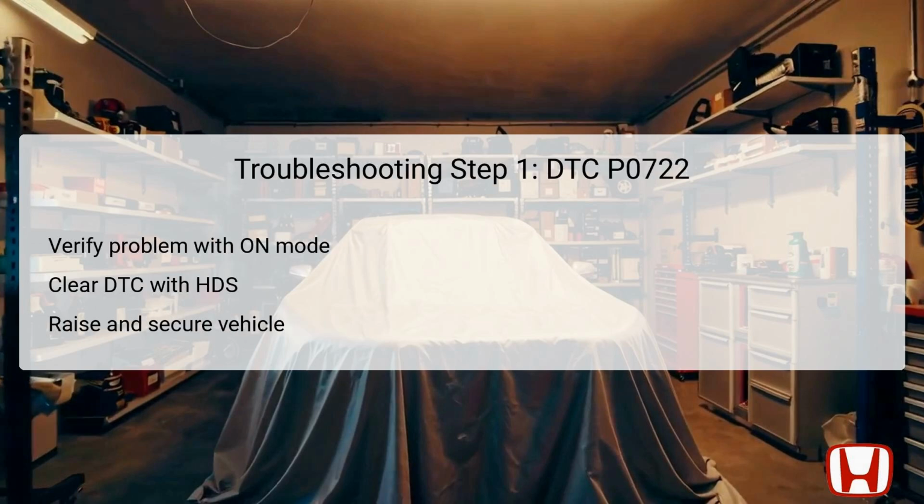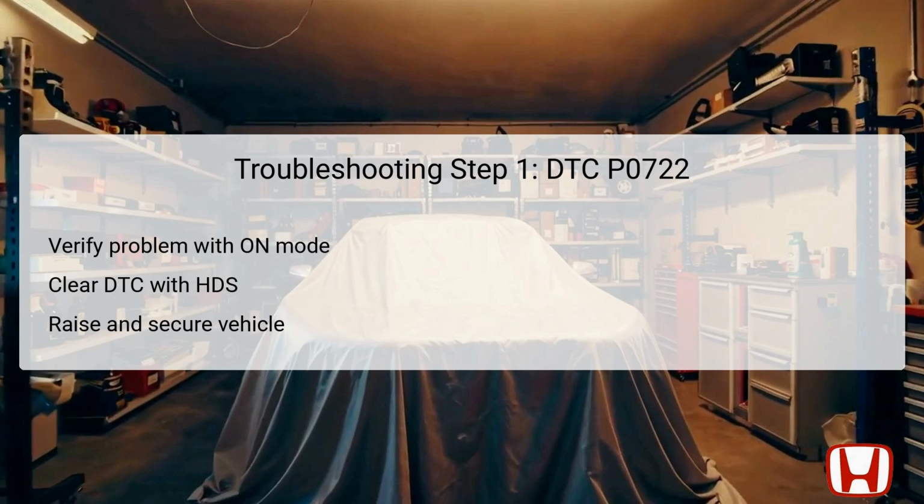The first step in troubleshooting DTC P0722 begins with verification of the problem by turning the vehicle to on mode, allowing for the initialization of vehicle systems. Utilizing the Honda Diagnostic System, HDS, clear the stored DTC, which assists in obtaining an accurate assessment during future tests. Subsequently, raise the vehicle securely on a lift to ensure that it is stable and can be operated safely during diagnostics. While the vehicle is elevated, the next step involves starting the engine and disabling the Vehicle Stability Assist (VSA) system by pressing the VSA off button.